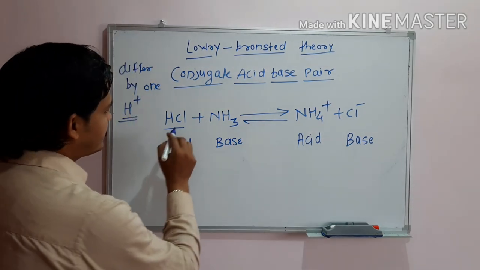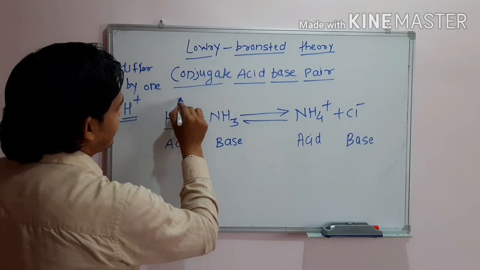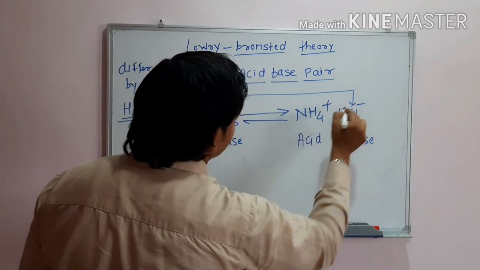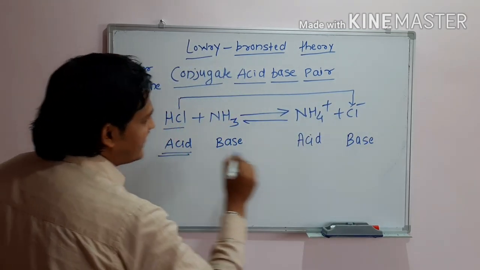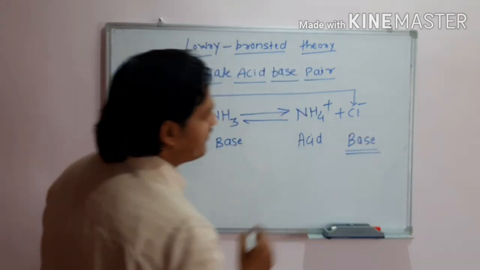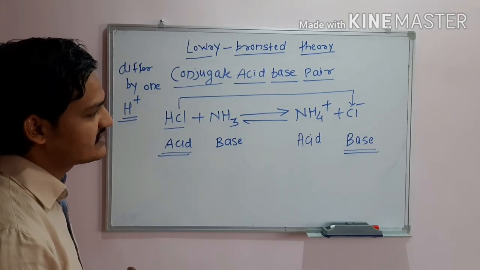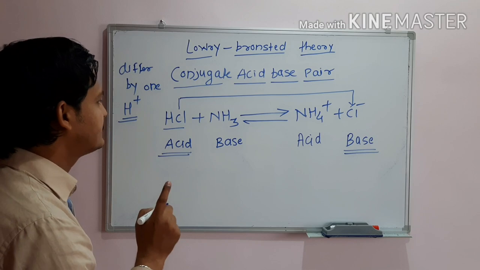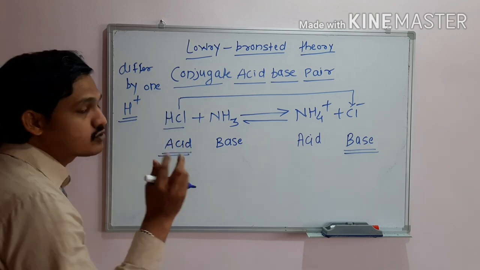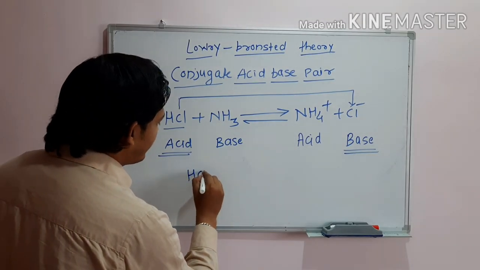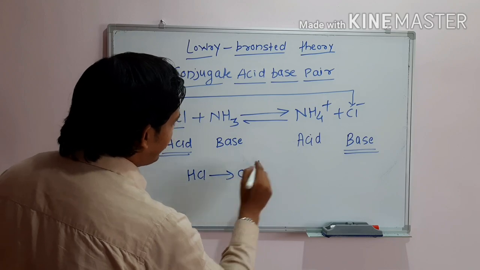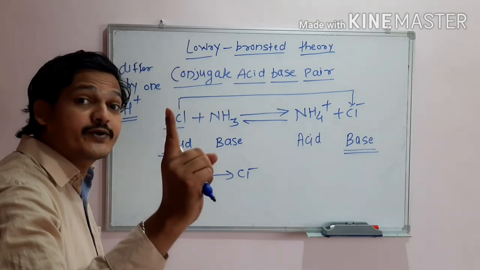Now let us focus on HCl and Cl minus. HCl acts as acid and Cl minus acts as base. So these two species, HCl and Cl minus, differ by one proton.